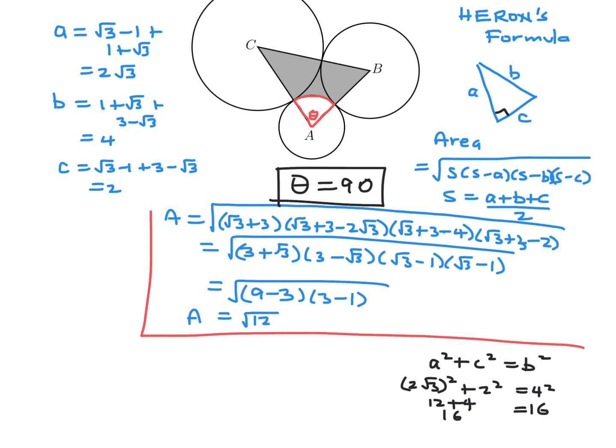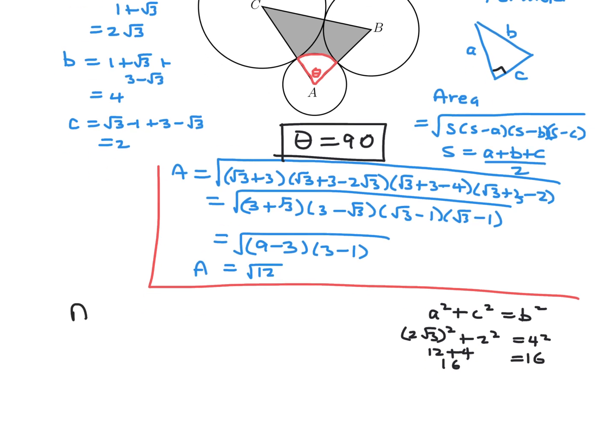But that means that the area of the shaded region, we'll just call it AS, is this root 12 minus that pi segment, which is basically pi r squared times theta over 360. So that's going to be, let me think about this for a second.